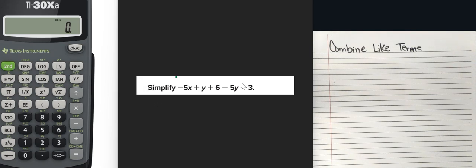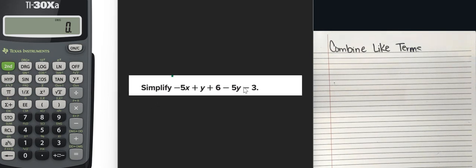All right, so we are going to work with another example where we're going to combine our like terms. So they want us to simplify negative 5x plus y plus 6 minus 5y minus 3.